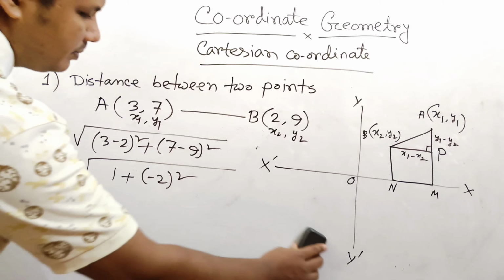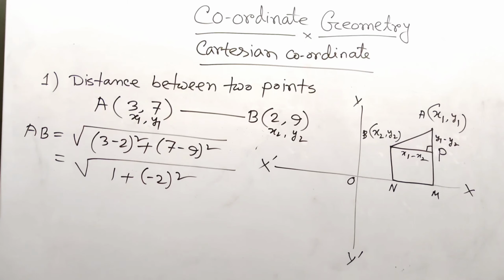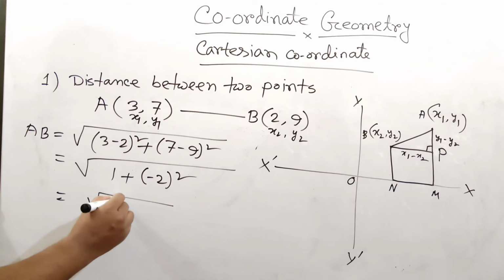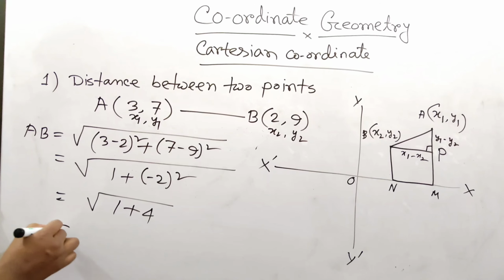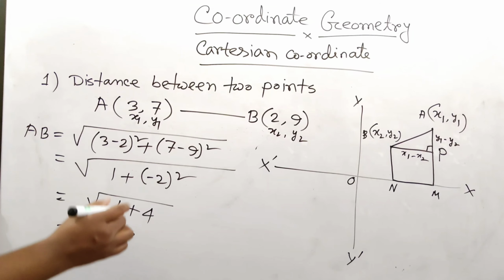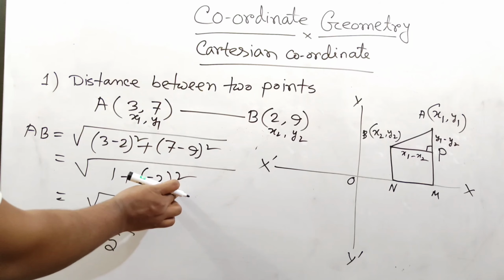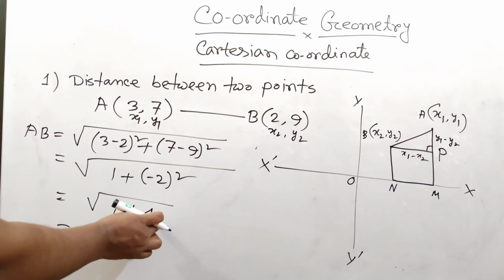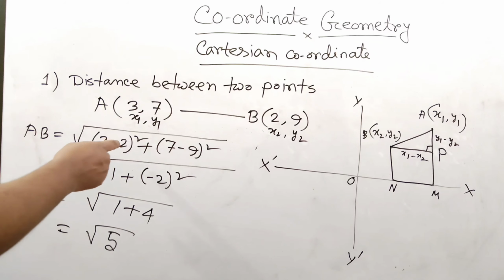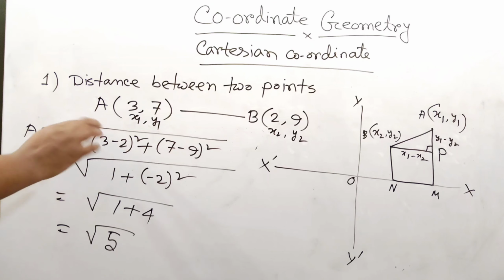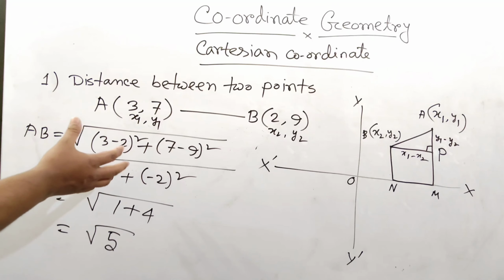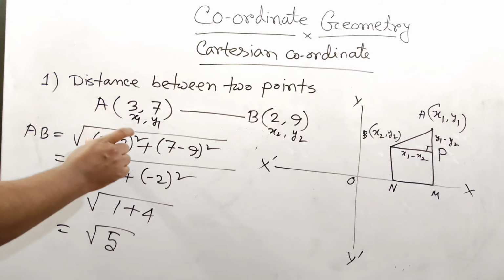So it must be 1 plus 4, that means root over 5. So we know that when we do the square of any negative number, it should be positive. So that's why it could be x1 minus x2 or x2 minus x1. It does not matter because here the square is positive.